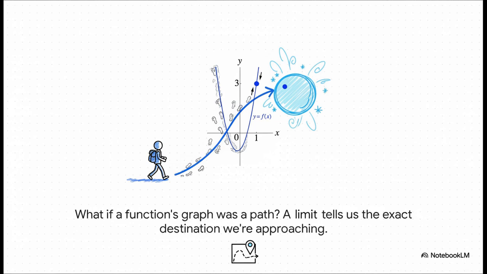So to get our heads around this, let's use a simple analogy. Picture this blue curve as a path, like a hiking trail. As we're walking along it, a limit is what tells us the exact height, or elevation, that we're getting closer and closer to as we near a specific spot on the ground.